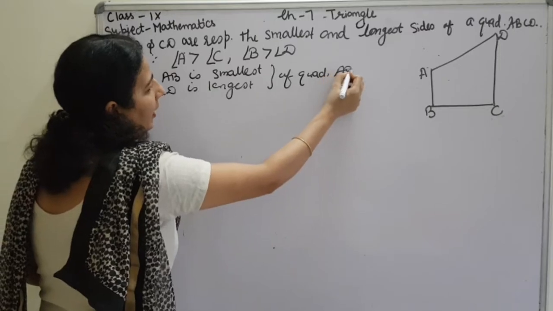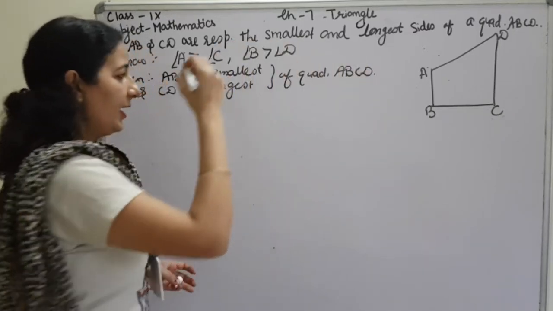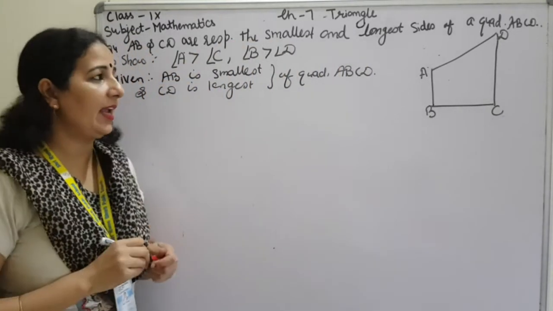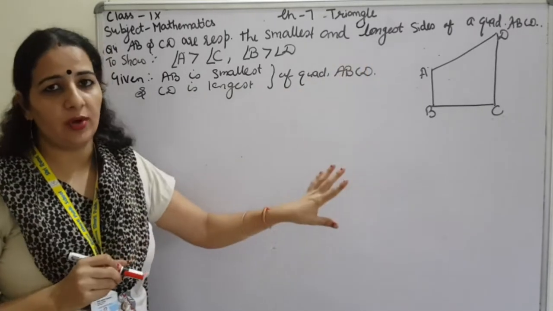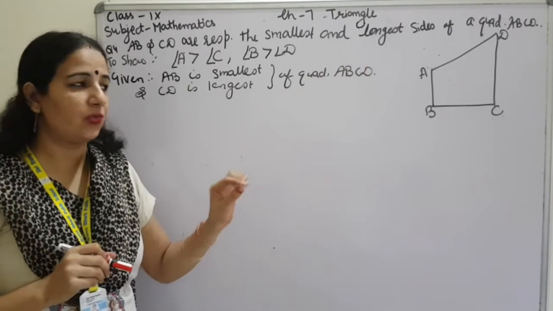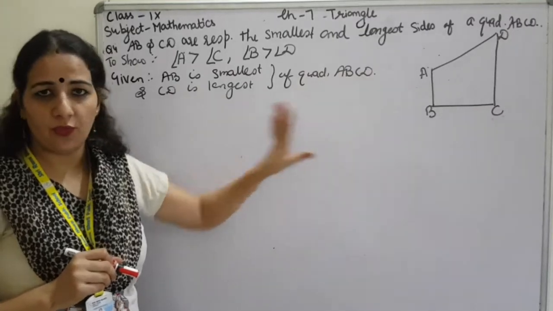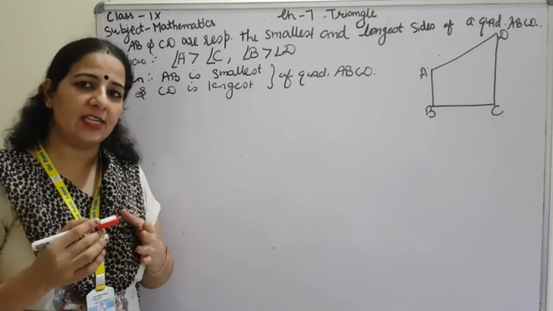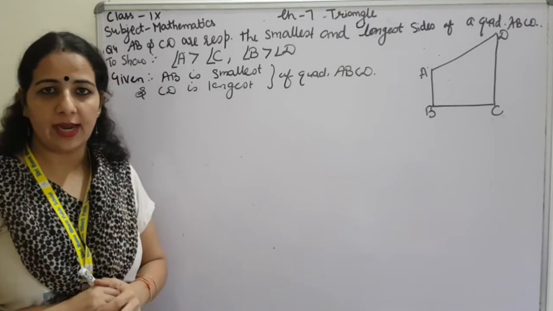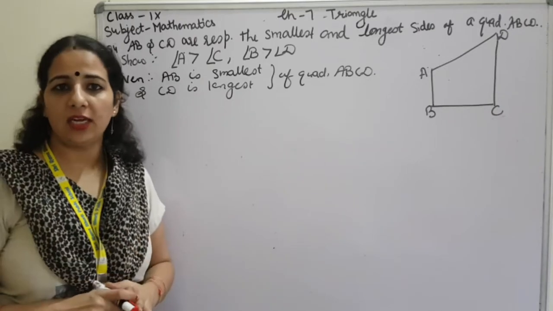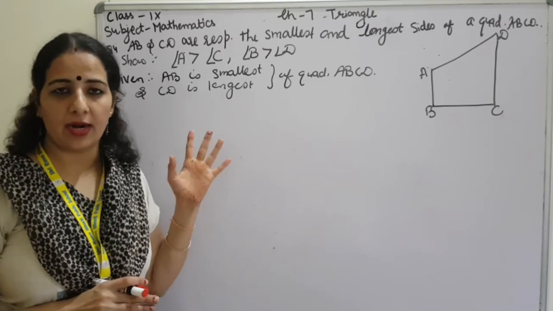CD is the longest of quadrilateral ABCD. Here, students, we can compare AB with the rest three sides only. AB is the smallest one if we compare all the four sides. CD is the greatest one if we compare all the four sides. But we can't say anything about any fifth side of this quadrilateral.